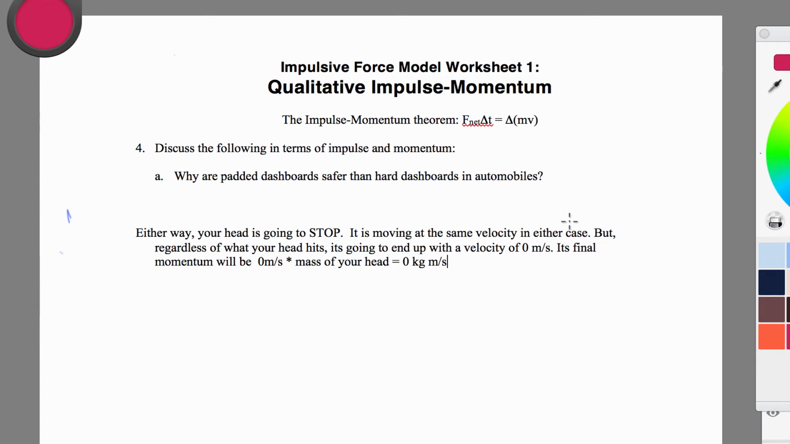So, the big thing is, you're going to have a change in momentum. Delta P is some number. Let's just call it 100 kilogram meters per second. I made that up because it doesn't matter. There's case 1, hitting something hard, or hitting something soft. We all agree that hard things and soft things are different.